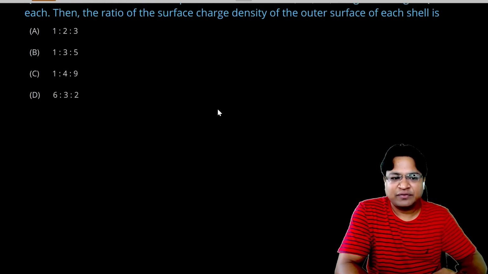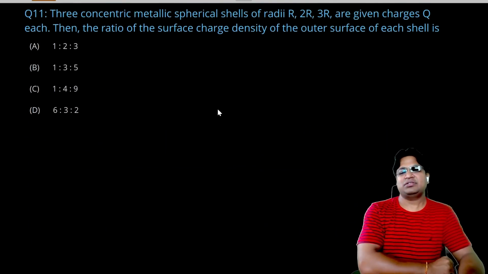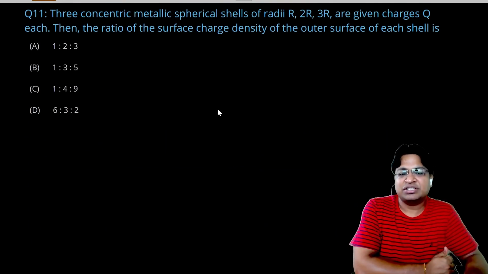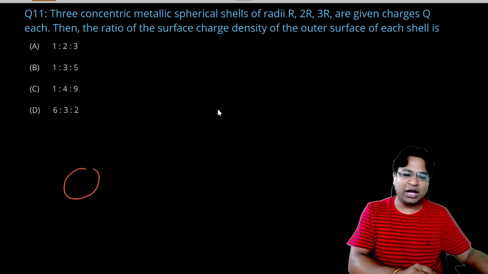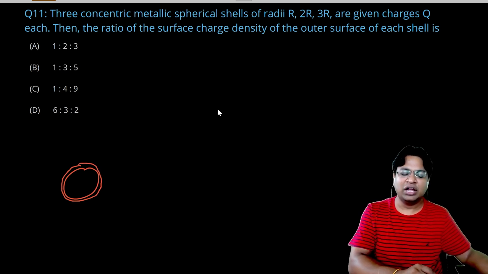So that was question number 10 for you. Next, we go to question number 11. It says there are three concentric metallic spherical shells of radius r, and each has been given a charge q. So I'll draw the inner and the outer, both surfaces of the shell. So this is the first shell of radius r.